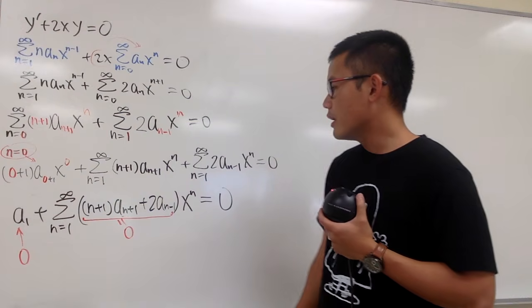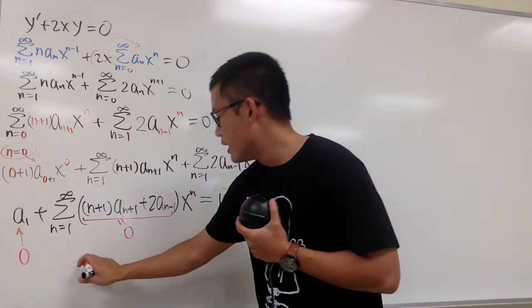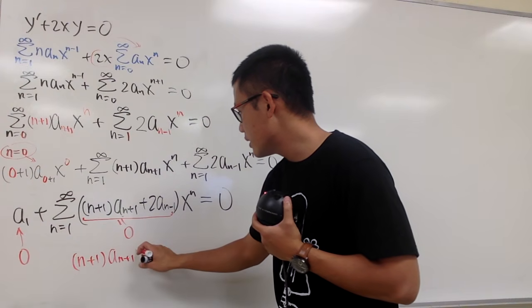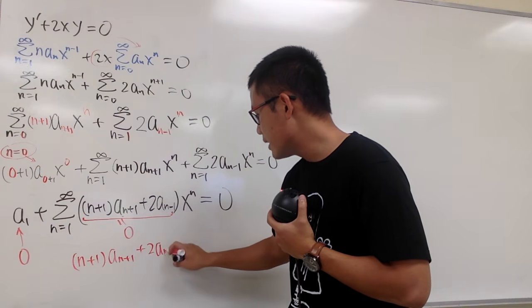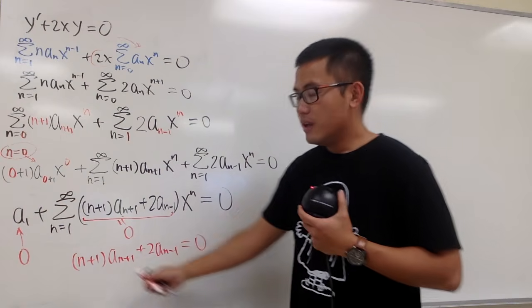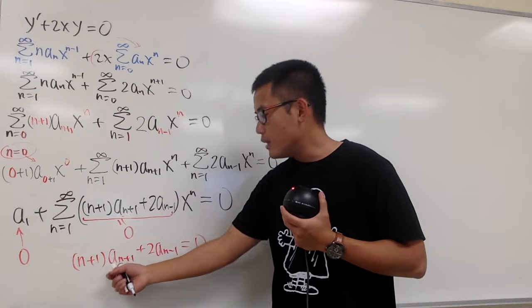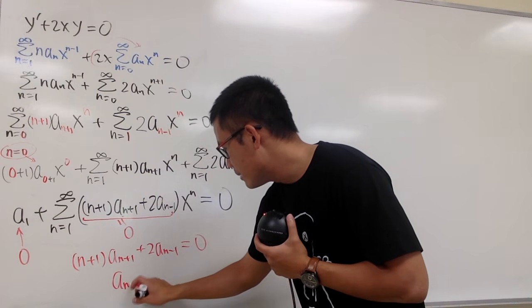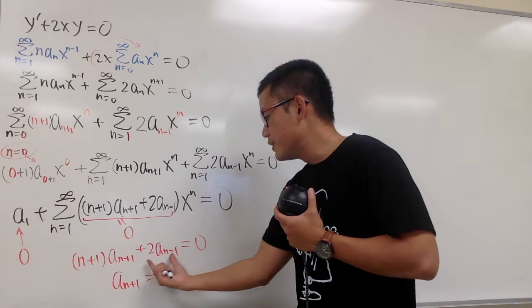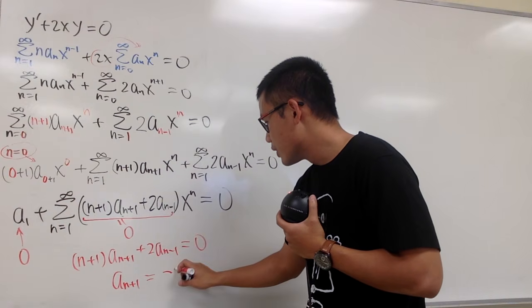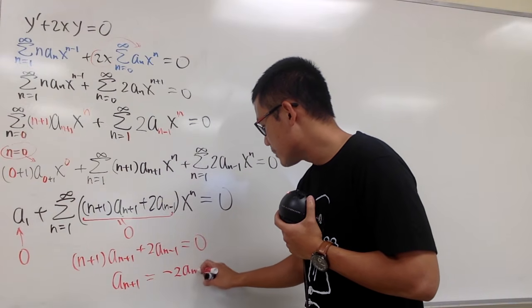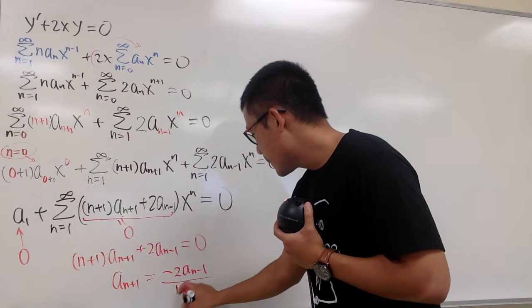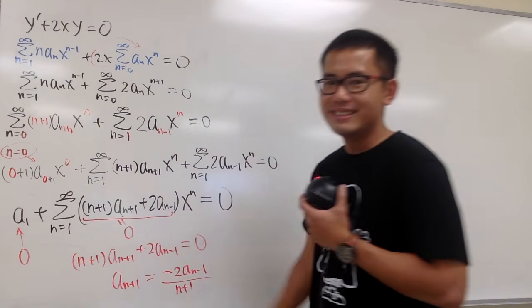Well, with this being said, we can say n plus 1 times a sub n plus 1 plus 2 a sub n minus 1 has to be 0. From here, we are going to solve for a with the bigger index, which is this. So let me do this. a sub n plus 1. We have to move this to the other side, so it becomes negative 2 a sub n minus 1. And then we have to divide by that, right? So divide this by n plus 1, just like that.